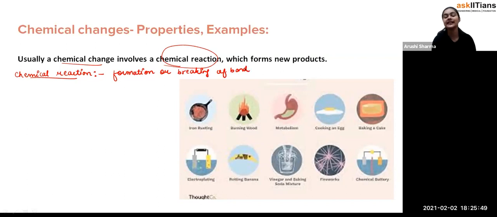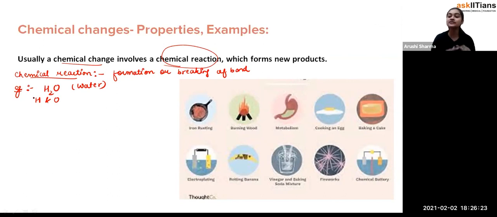Bond means, students, whenever there is some compound, for example H2O, that is water, there is a bond between the hydrogen and the oxygen. Whenever the water is undergoing some change, see, in the physical change, the H2O water form is converting into the ice form, or the ice form is converting into the water form, but no other substance is forming.